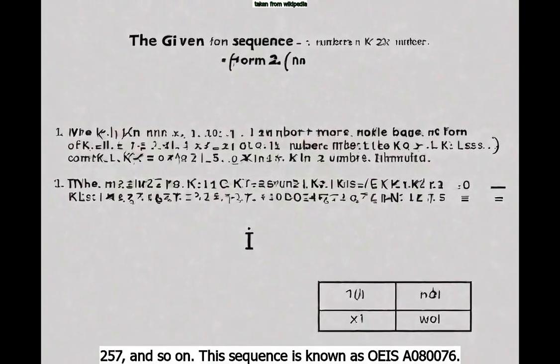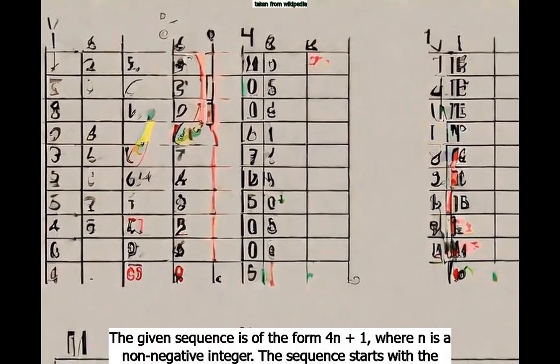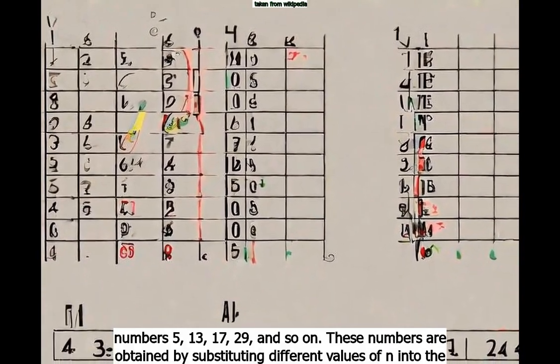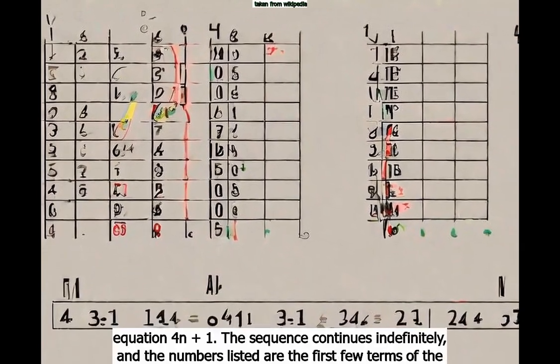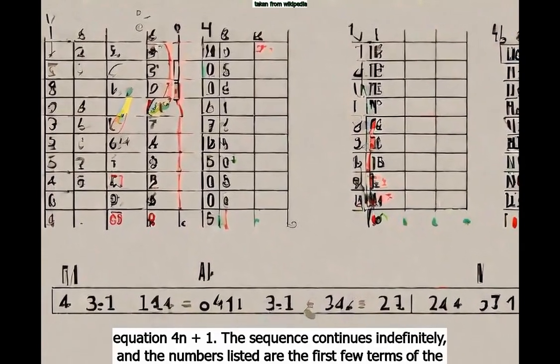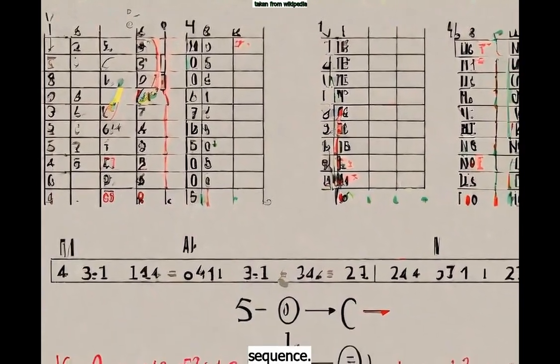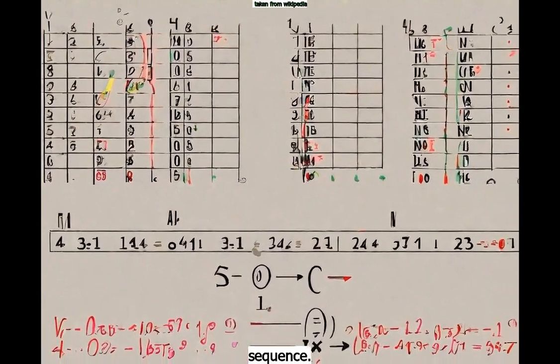A080076. The given sequence is of the form 4n plus 1, where n is a non-negative integer. The sequence starts with the numbers 5, 13, 17, 29, and so on. These numbers are obtained by substituting different values of n into the equation 4n plus 1. The sequence continues indefinitely, and the numbers listed are the first few terms of the sequence.